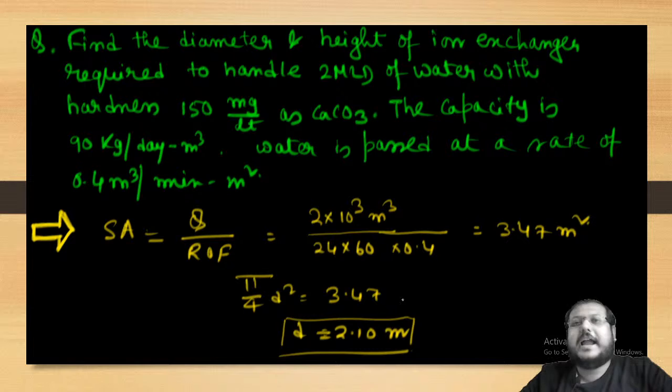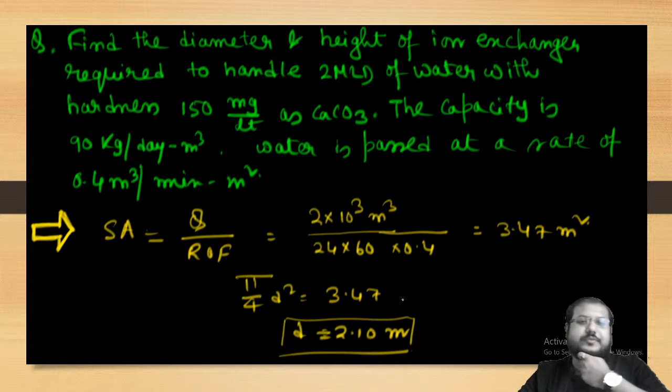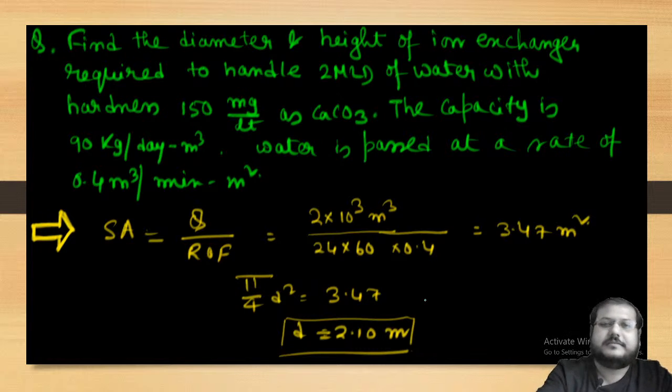Find the diameter and height of the ion exchanger required to handle 2 MLD of water with hardness 150 milligram per liter as calcium carbonate. The capacity is 90 kg per day per meter cube. Water is passed at a rate of 0.4 meter cube per minute per meter square. The surface area will be Q by ROF. Q is given, Q is 2 MLD, so it's 2 into 10 to the power 3 meter cube per day, divided by ROF. It comes to 3.4 meter square. So pi by 4 d square will be this. D will be 2.10 meter.